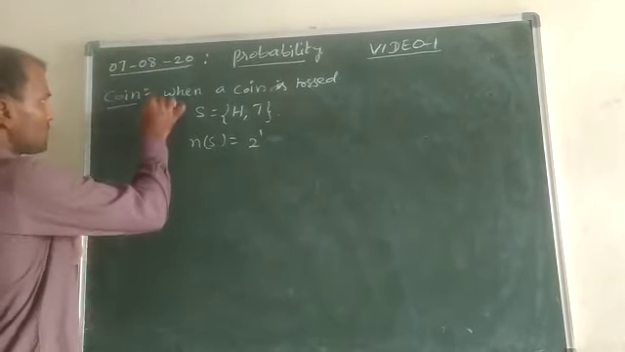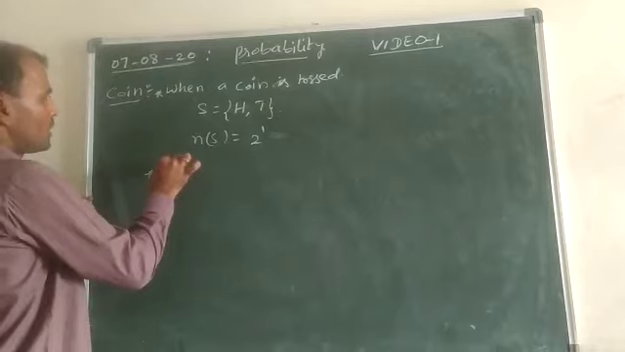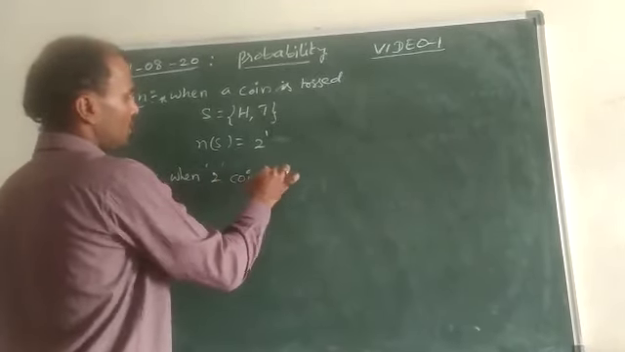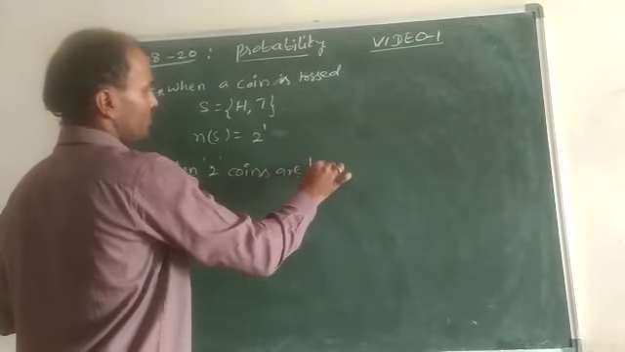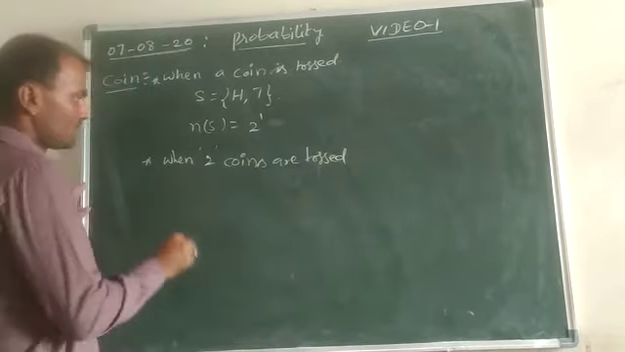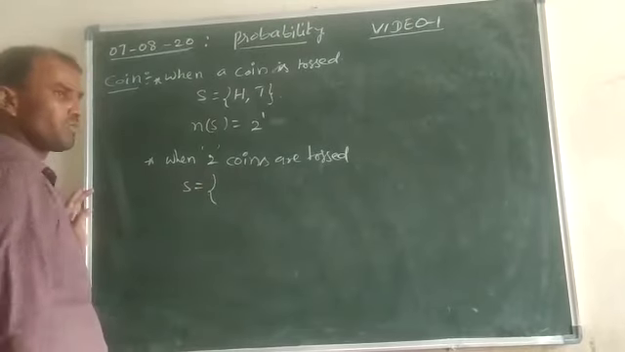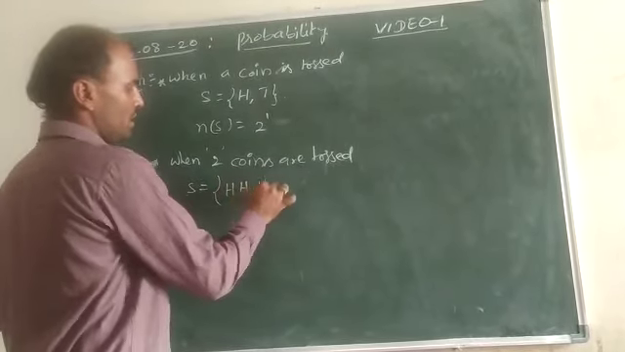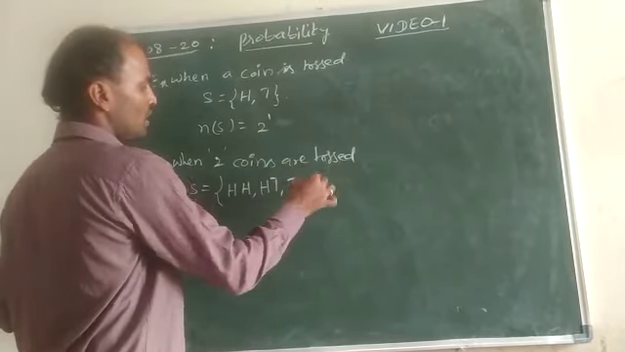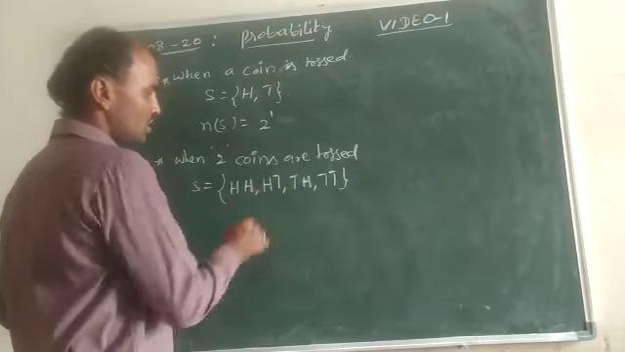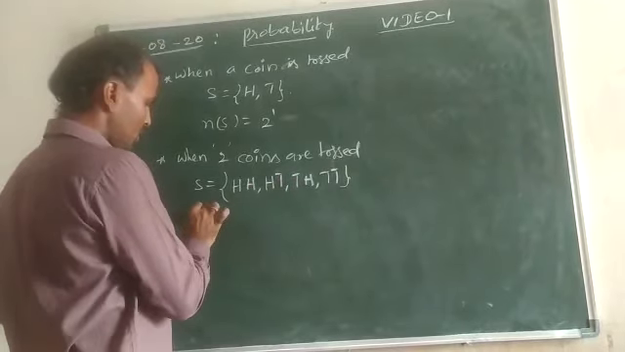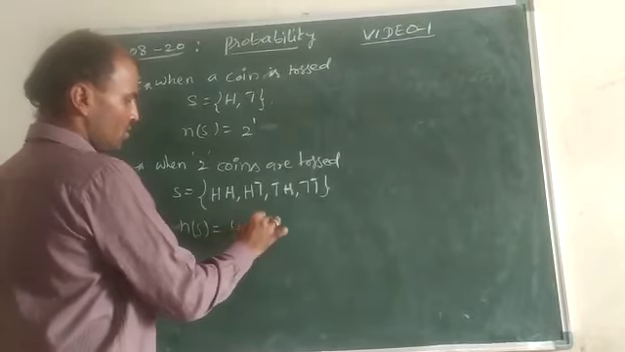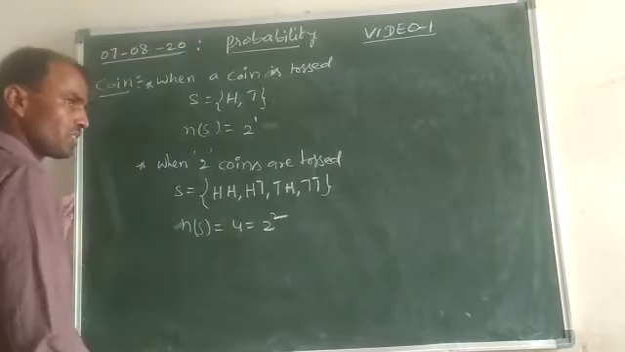Next, when 2 coins are tossed, what is the sample space S? When 2 coins are tossed, we get both heads, or head tail, or tail head, or tail tail. So these are the 4 cases. So n of S in this case is equal to 4, and 4 we write as 2 square.